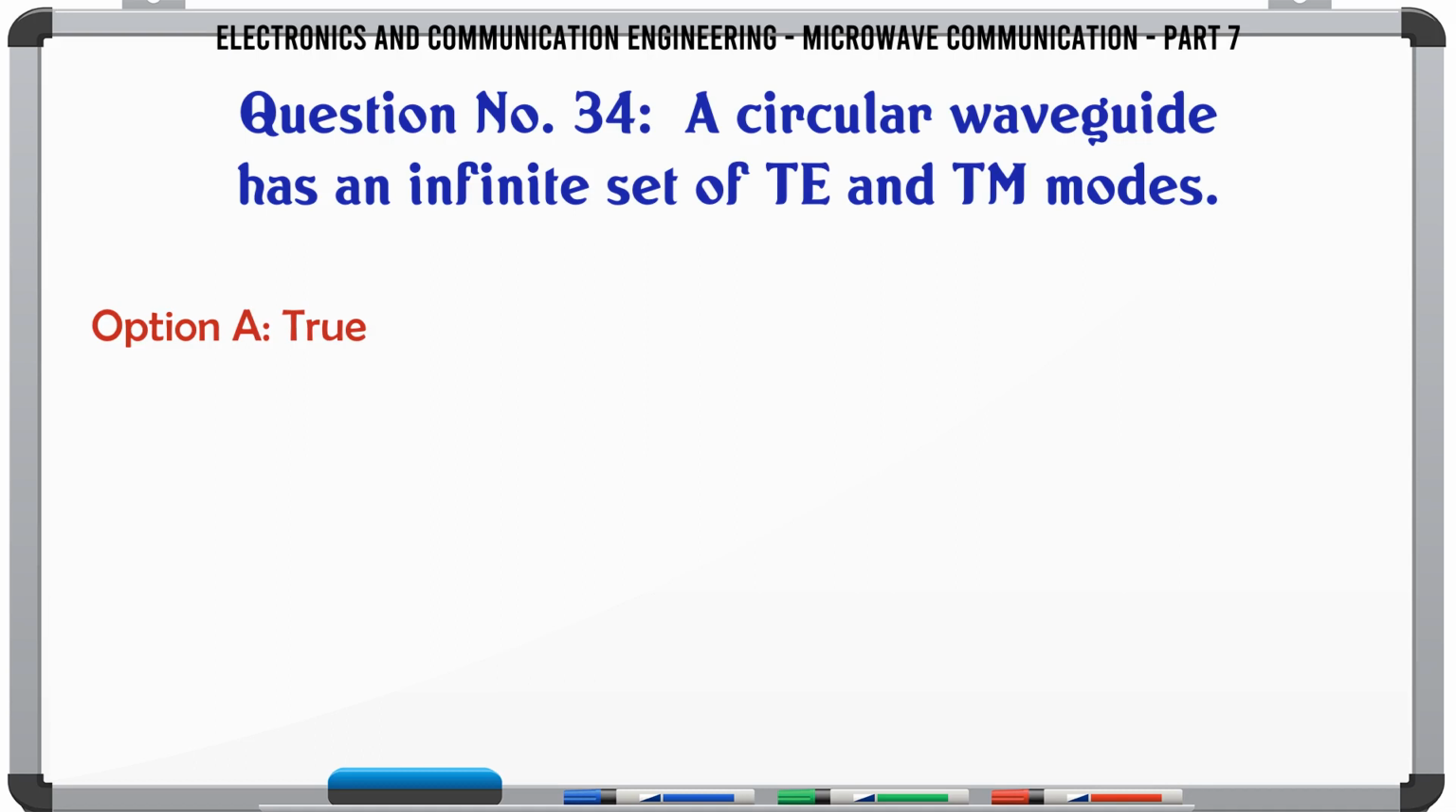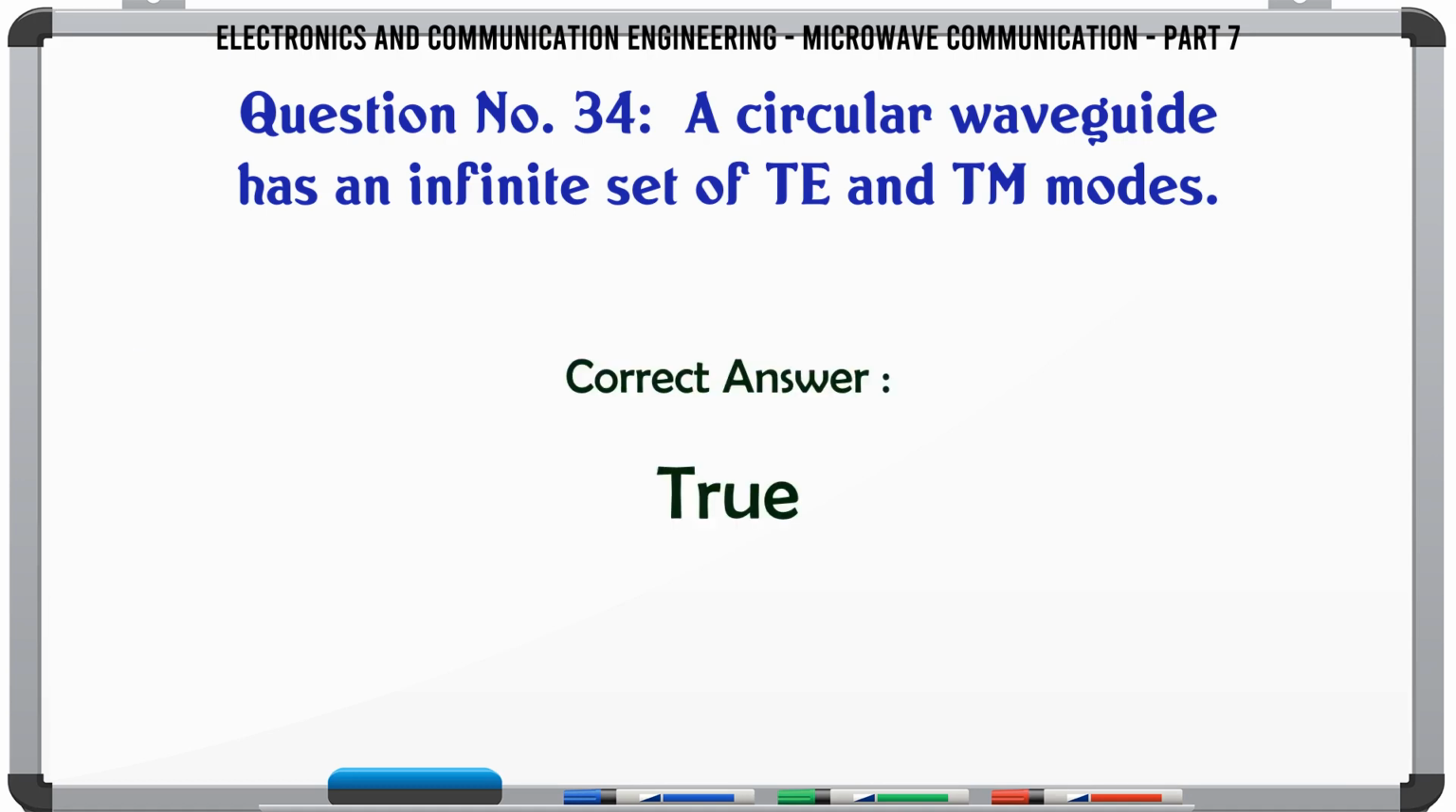A circular waveguide has an infinite set of TE and TM modes. A. True, B. False, C. D. The correct answer is true.